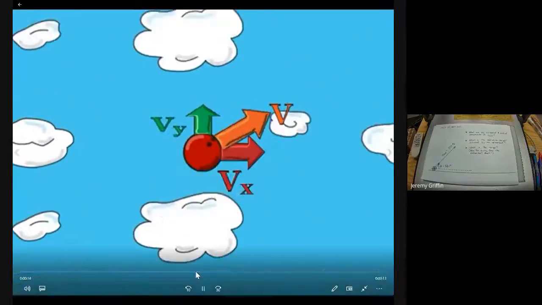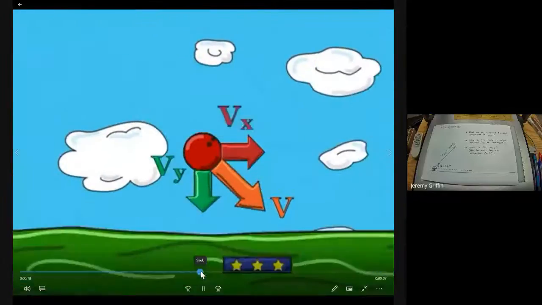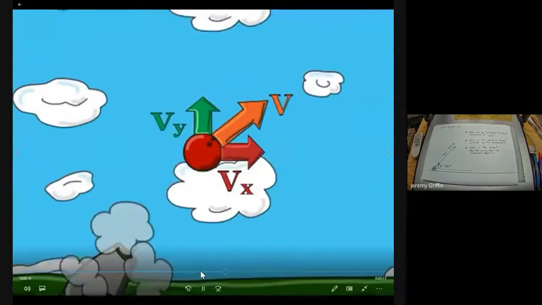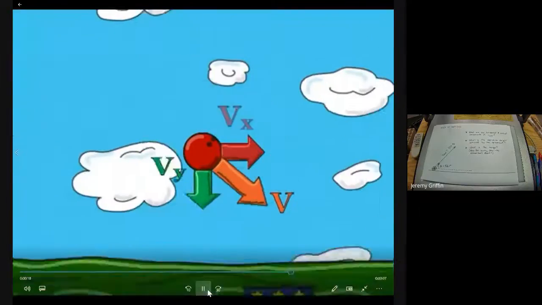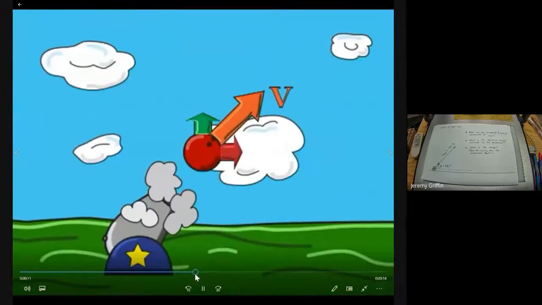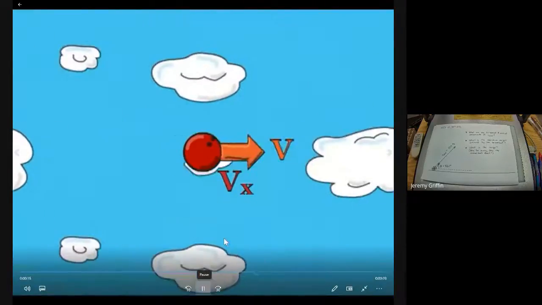Look at that v sub x. That sub x refers to the x direction, right? Like horizontal direction. Is that speeding up or slowing down to the right? No, because gravity's not pulling it left or right, and we've been ignoring air drag. So it has no reason to speed up or slow down to the right. It's just going to keep going to the right.